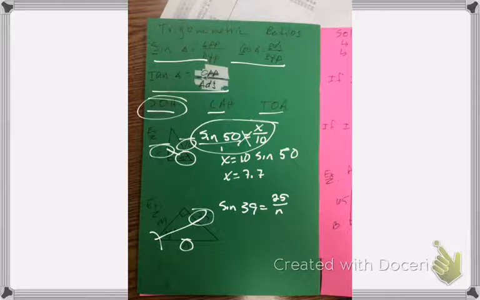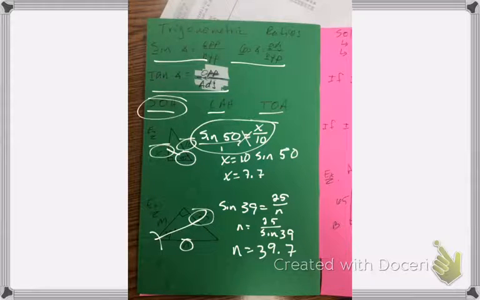Okay? Now, this is what I was talking about before. If n were up high, I would multiply. But it's not. n is low, so I'm going to do the opposite, which is divide. And so I'm going to switch the n and the sine 39. And that will tell me to take 25 divided by the sine of 39 degrees, which should give you 39.7, which means the length of the hypotenuse is 39.7.